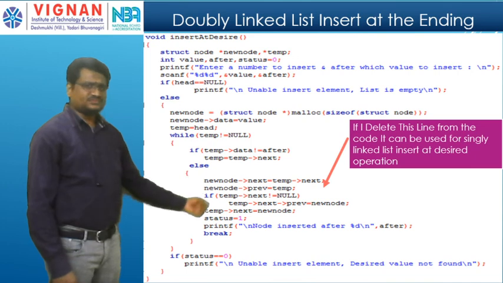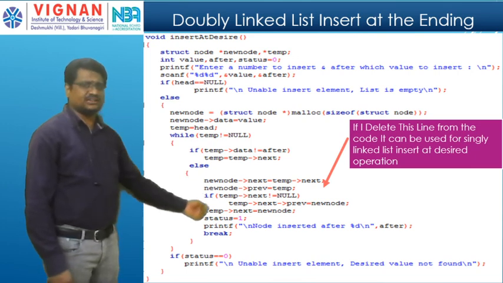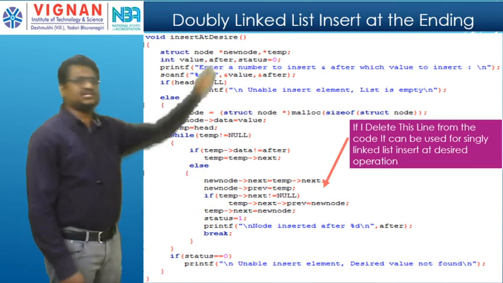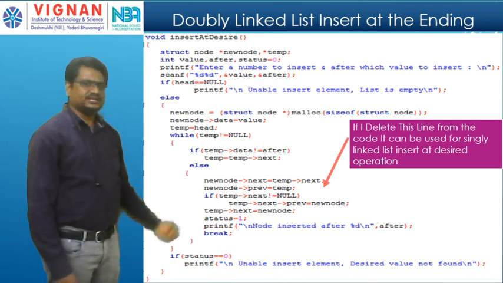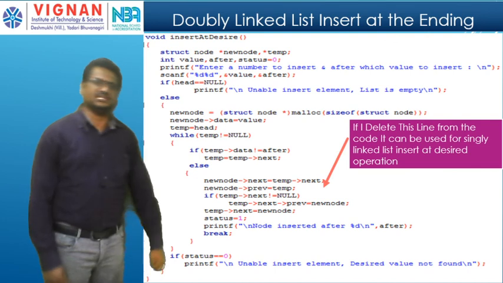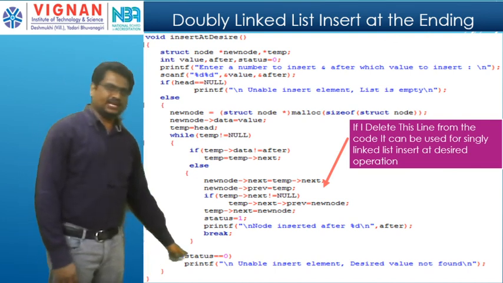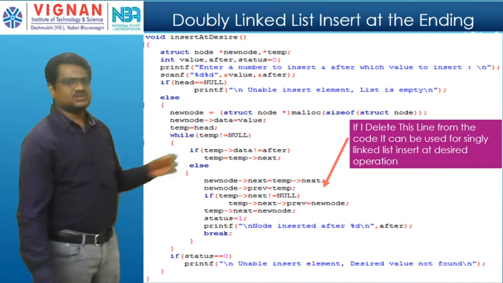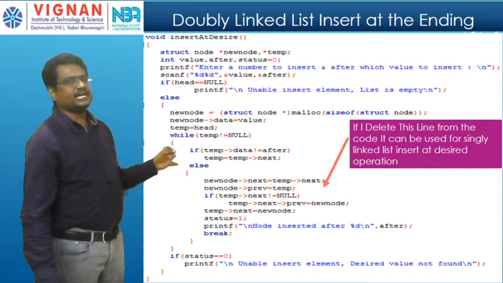Now, if this process is not done, the status will be 0. Initially I declared it as 0. Status 0 means I didn't find the element. So I will put an error message here also. So this is how we do it in a double linked list.